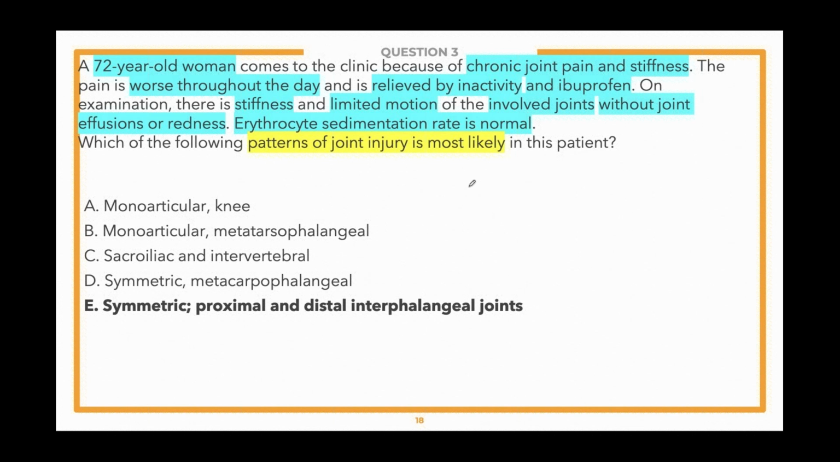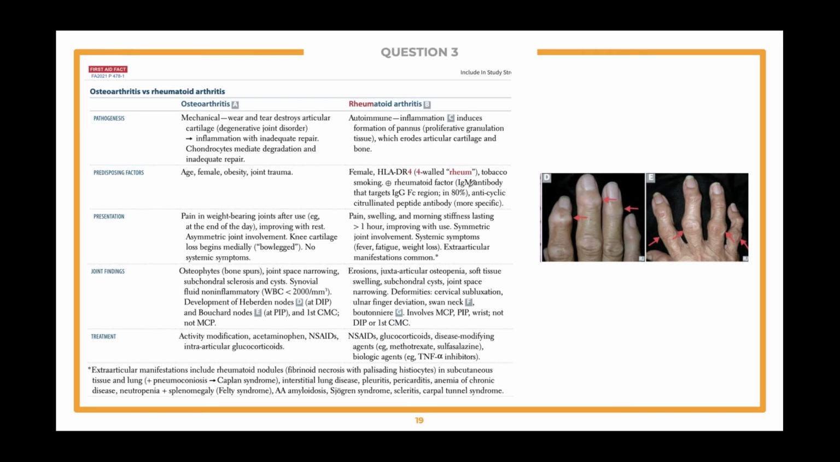If we take a look at the next slide, we can compare osteoarthritis with rheumatoid arthritis. You can see there, with osteoarthritis, the presentation is pain in weight-bearing joints after use that improves with rest. Now, if we take a look at rheumatoid arthritis, that presents more so with morning stiffness, improving with use. Also some systemic symptoms as well: fever, fatigue, potentially elevated ESR, CRP, rheumatoid factor.